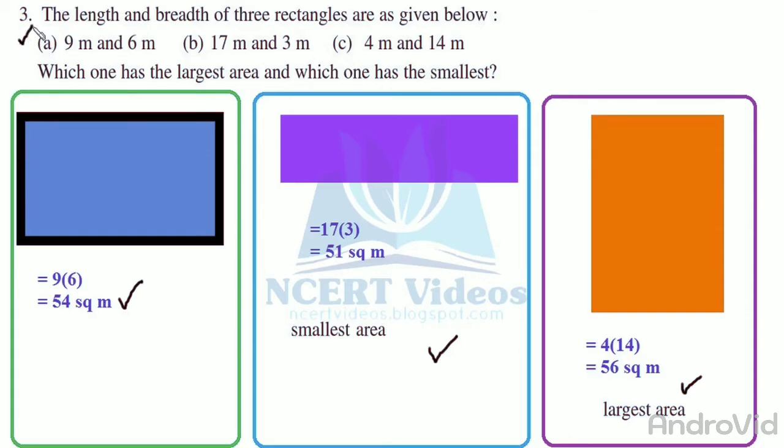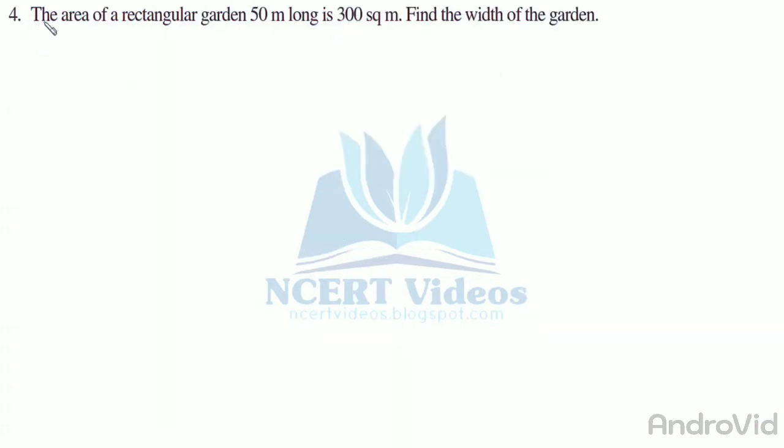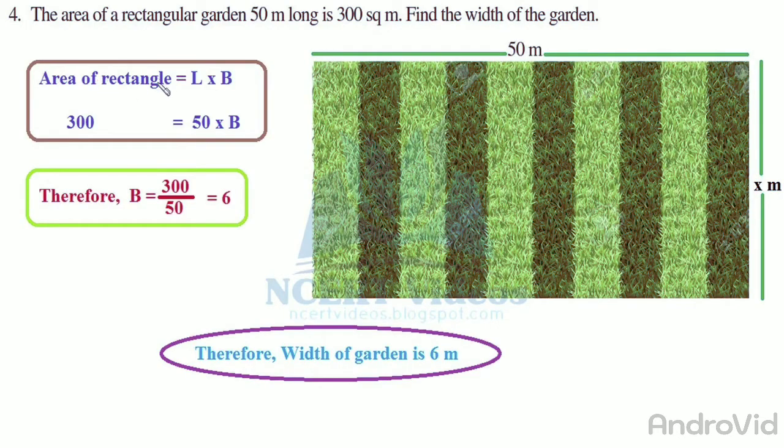This was your third. Fourth, the area of a rectangular garden 50 meter long is 300 square meter. Find the width of the garden. Now in this question, the length is given, we have to find the width, and area is also given. So the formula is length into breadth, and we will substitute the given terms in the formula. So 300 as it is for the area, 50 for length, and breadth we don't know. We will write b, or we can take x meter as well. You have to find the value of x.